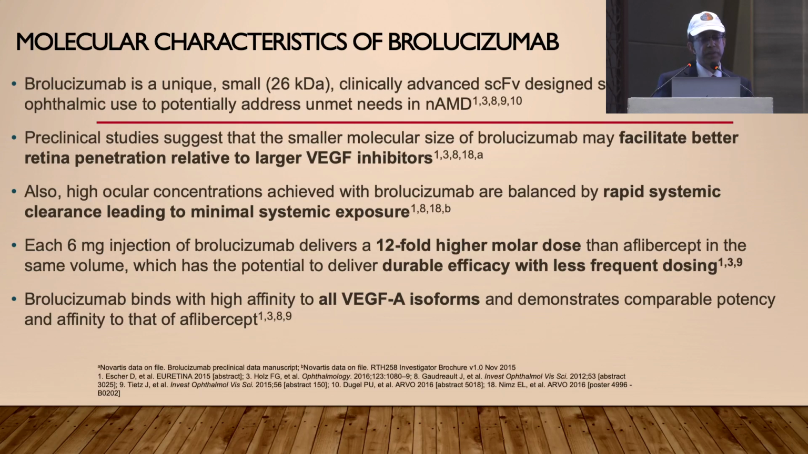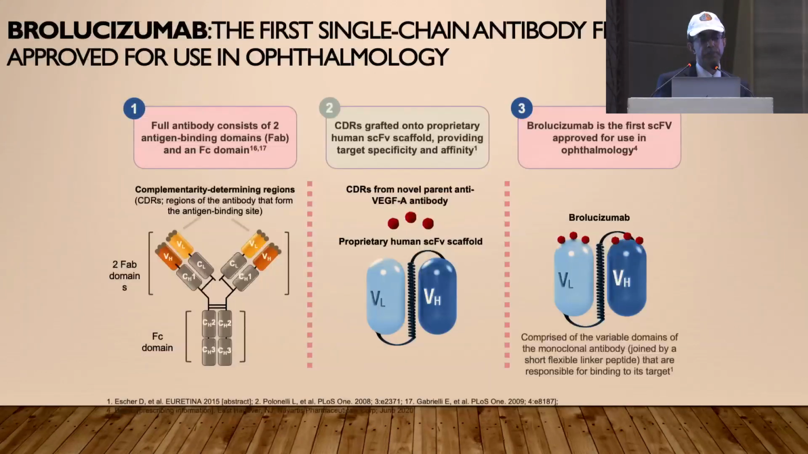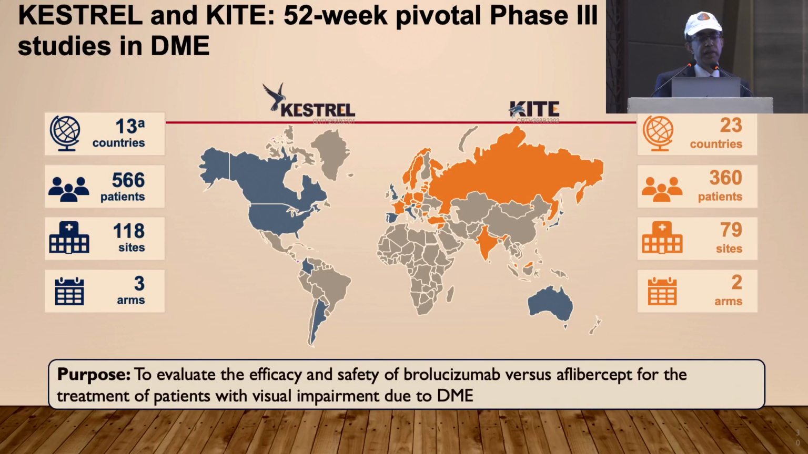So each 6 milligram injection delivers a 12-fold higher molar dose than aflibercept in the same volume, which has the potential to deliver durable efficacy with less frequent dosing. And it was the first single chain antibody fragment approved for use in ophthalmology. And these are the various studies.